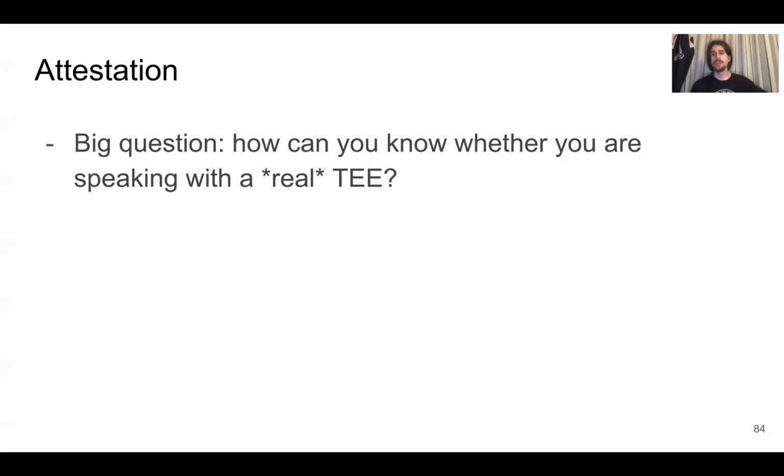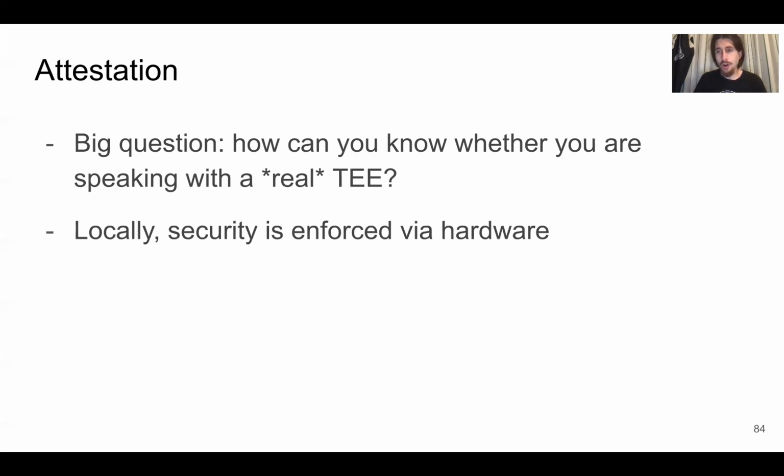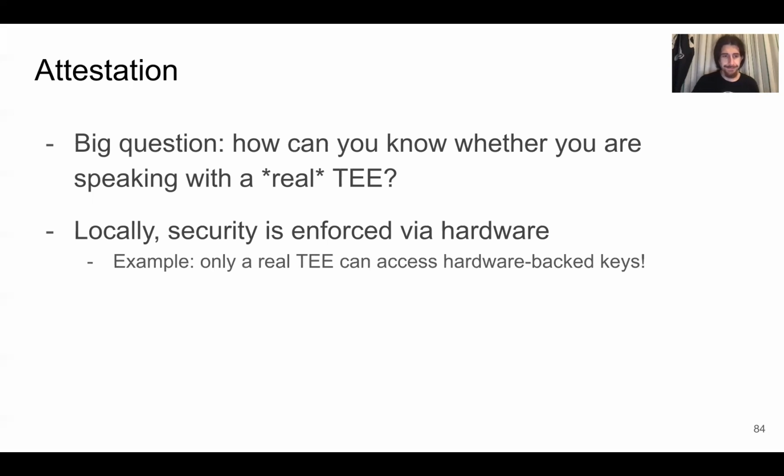So for example, you send me a public key. Imagine the scenario before: the mobile app sends the public key. But how can I know that you are a real TrustZone, a real trusted execution environment? It's just a public key. And locally, the security is enforced via hardware. So somehow, if you are local and you use some kind of TrustZone-based APIs, you have some guarantees. But when you send things out to a server, how can the server trust what it's receiving?